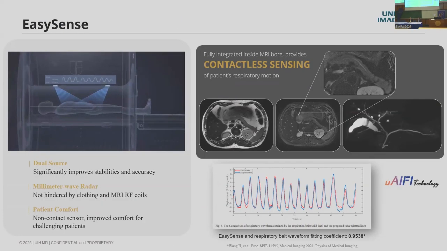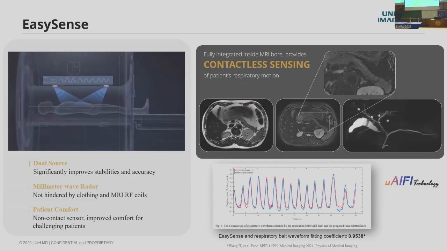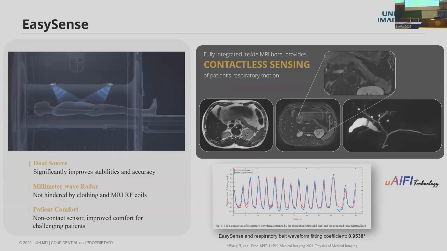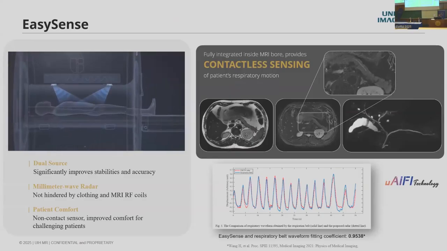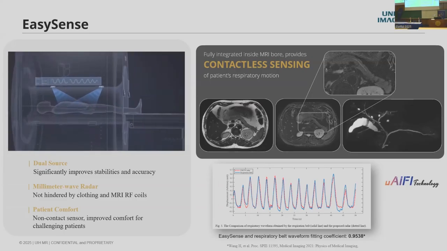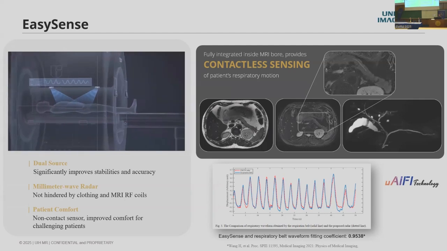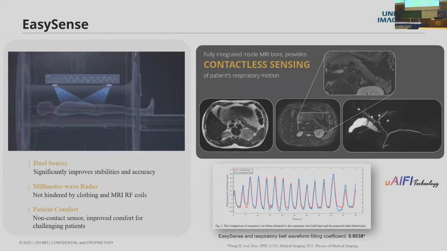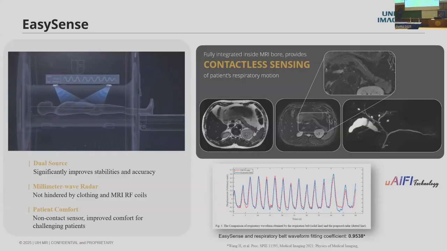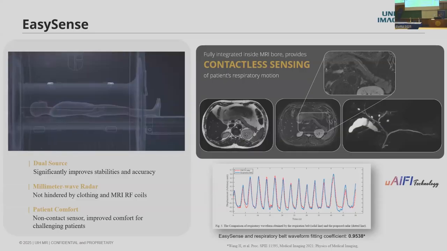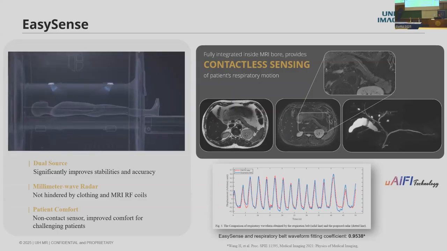And recently, Easy Sense is a new feature emerging in some of the latest UMR systems. By using a dual source millimeter wave radar integrated in the scanner board, it provides full-time contact-less sensing and tracking of the respiratory motions, which can significantly improve the workflow and patient comfort when compared to the traditional breathing belts.